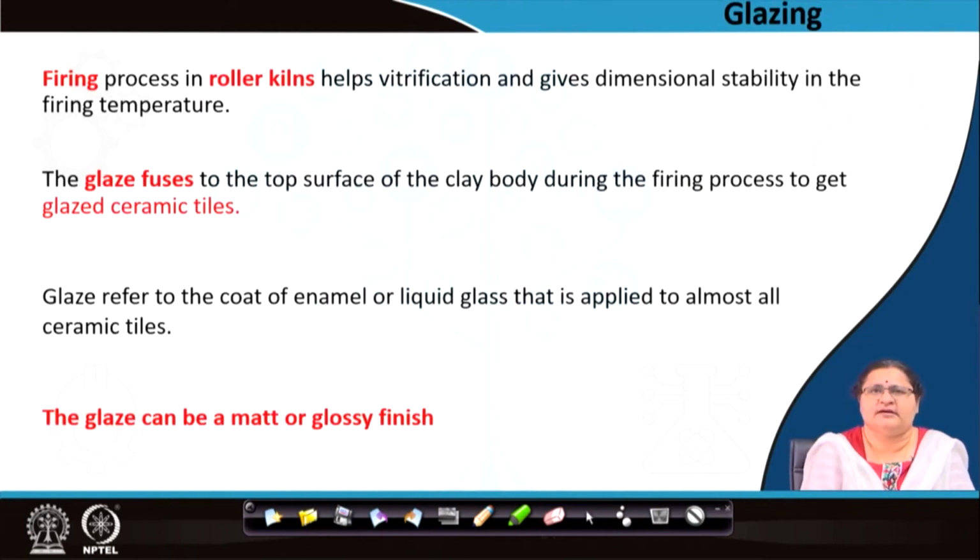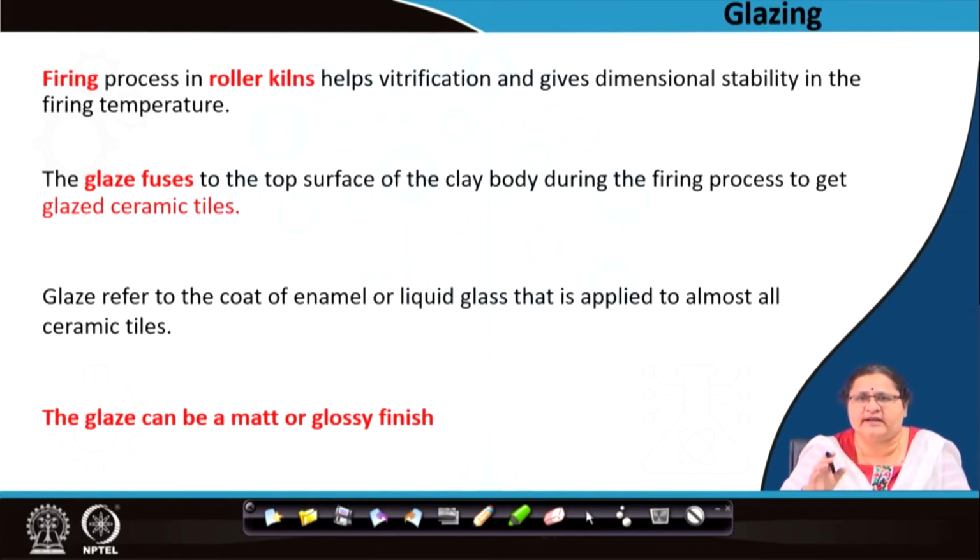Now is the firing process, where these unfired tiles are put into the roller kiln where vitrification takes place, and this gives the dimensional stability and the vitreousness gradually in the firing process. The glaze, which was the top layer, fuses on the top surface of the clay body during the firing, and these tiles are called glazed ceramic tiles.